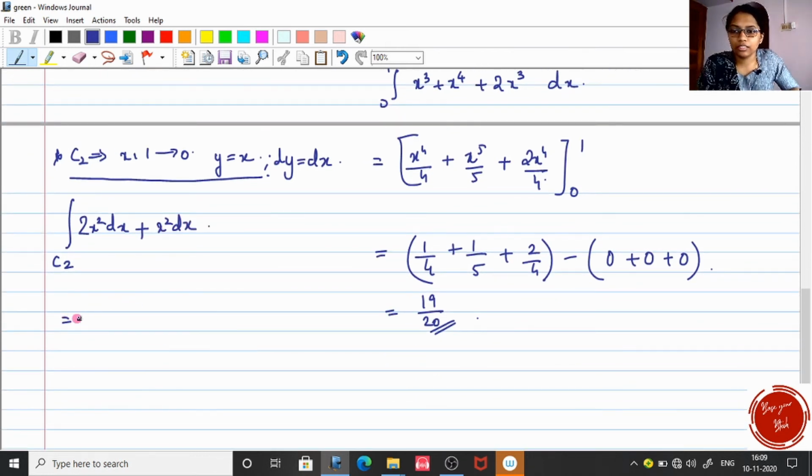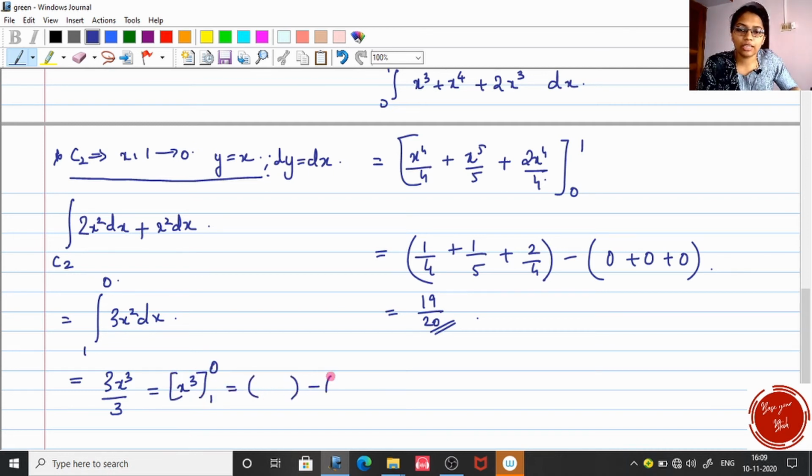And this is now 2x square plus x square is 3x square dx, and there you have the limits, the x values ranging from 1 to 0, isn't it? So, it is normal integration now, 3x cube by 3, or simply x cube in the limits 1 to 0, and your upper limit is 0 minus lower limit is 1. So, 0 minus 1, you have the value negative 1, okay.